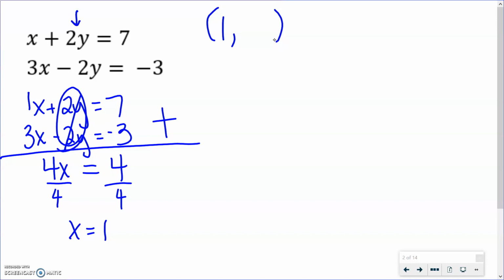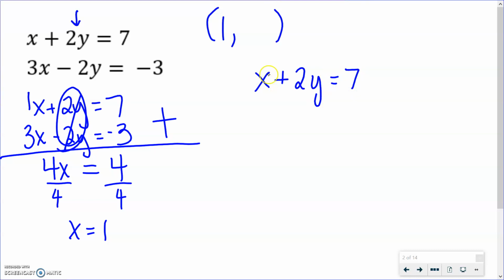To do so, just like we did with substitution, we're going to plug it back into one of the equations. And in this case, it doesn't matter which one. We can pick whatever we want. I think I'm going to go with the top one because there is no negatives in this top equation, and I like things that don't have negatives.